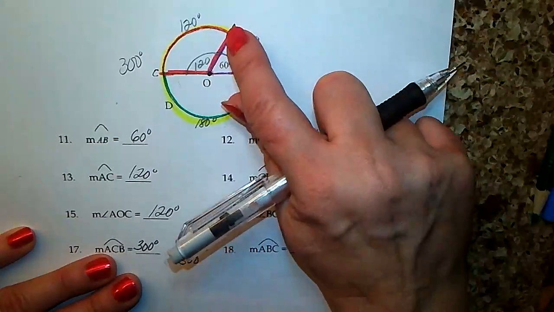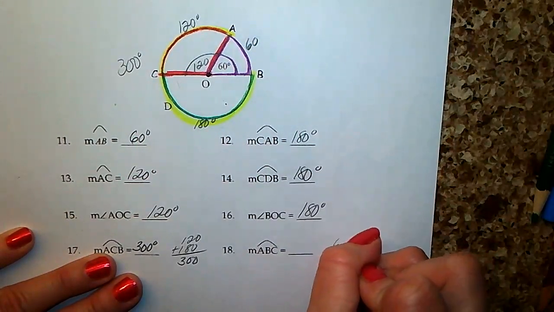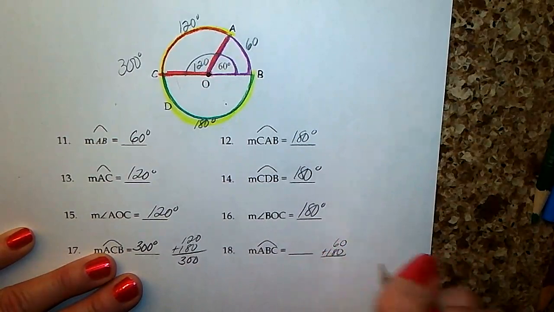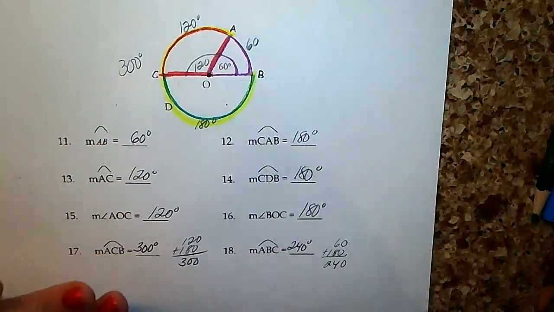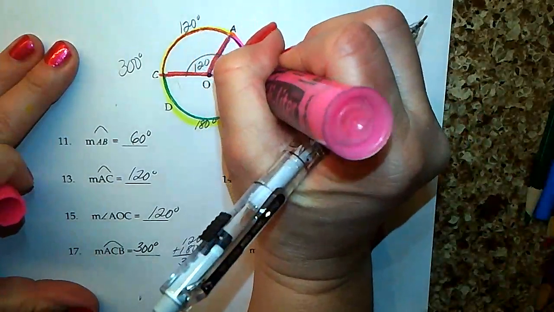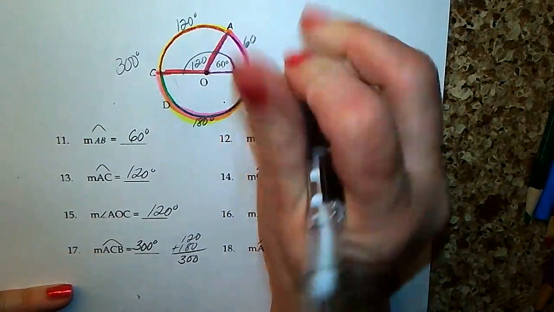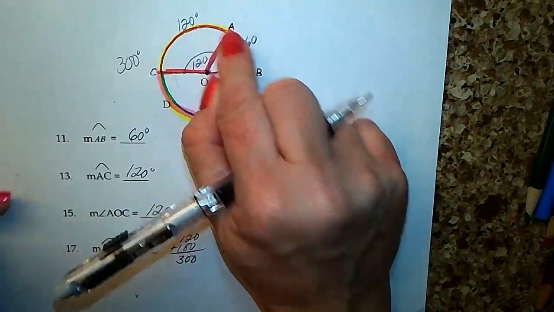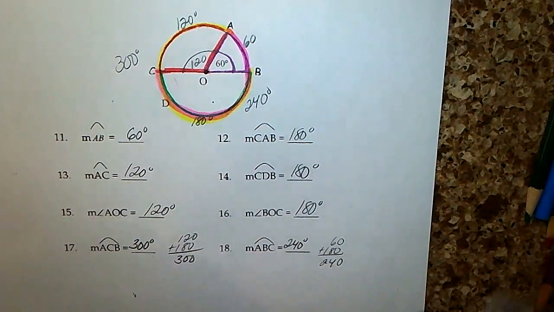So this time we need to start at A, go to B, and then all the way end up at C there. So we're going to take the 60 plus the 180 there, and we get 240 degrees. So that arc that starts at A and ends up all the way over here at C would be 240, which again makes sense because the rest of the circle is 120, and 240 plus 120 would be 360 total. Okay? All right, that takes us into our arc addition postulate. So let's take a look at that.